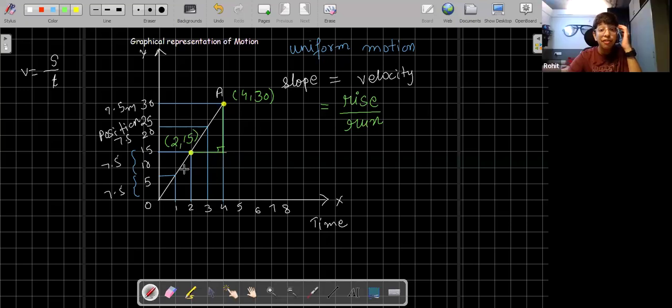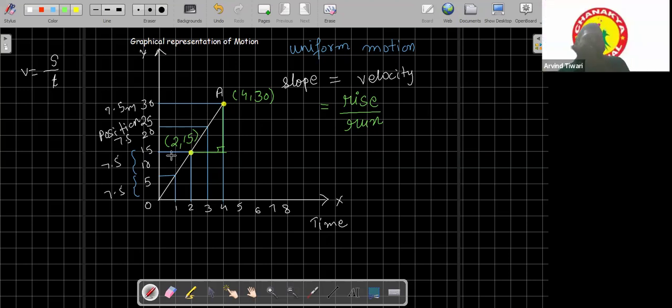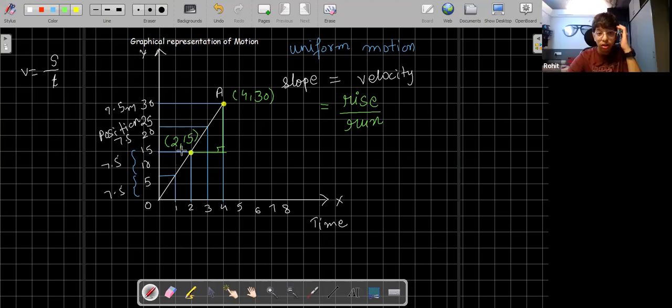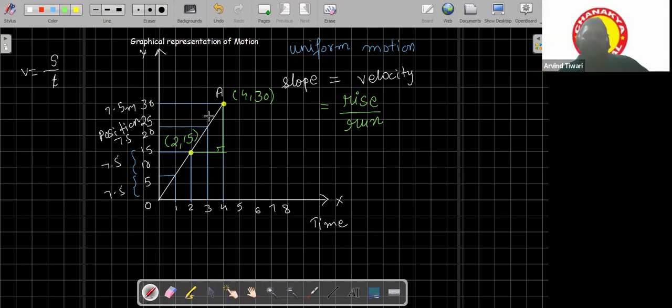Sir, it will be 30. No, we are not finding the area. 30 meters. Sorry, sir, between these points, 15 meters. See, we just want to find how much is the increase in height of the graph. So initially the graph was at 15 and now the graph is at 30. So the rise in the graph is 15.